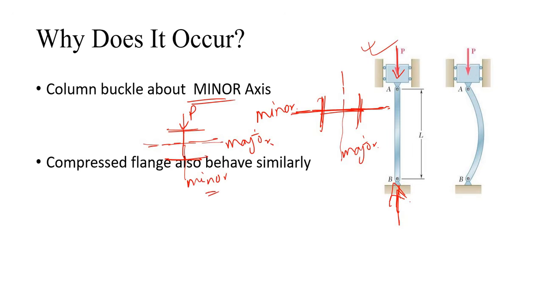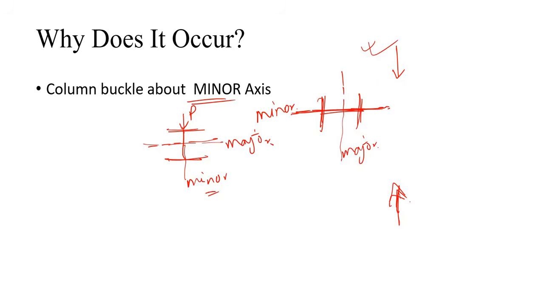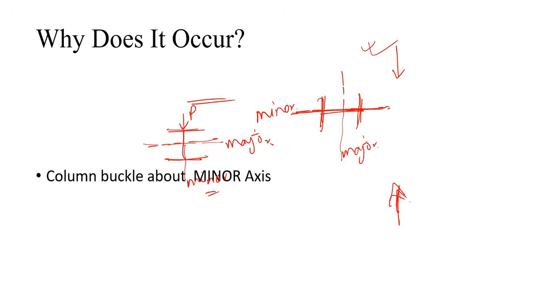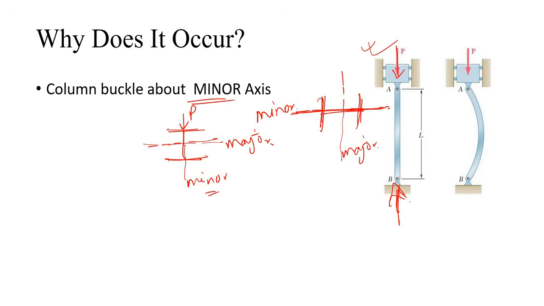Okay, great. The compression flange also behaves similarly. Wow, that's the point. Compression at the top flange, and this compressive force actually buckles this flange. That is why it moved sideways. Right, now we have got the answer. Okay, now it's clear.